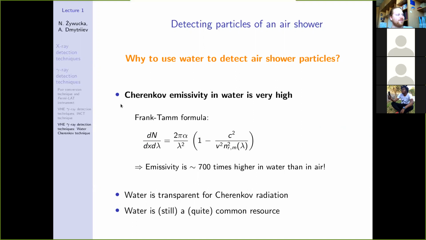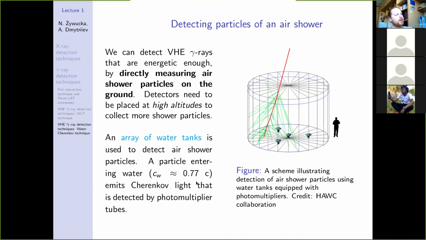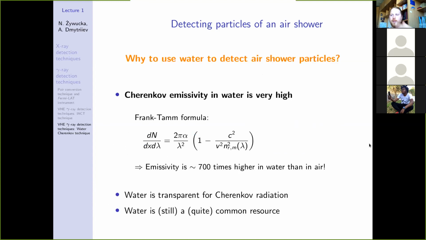So let's say water has a much higher refraction index than air. In air, you have a refraction index of 1.000-something. I don't remember, but it's close to unity. While for water, the speed of light is 0.77, so the refraction index is the inverse of that, so it will be 1.3 or something, okay?